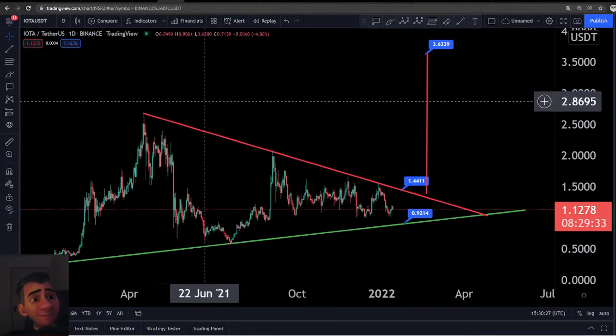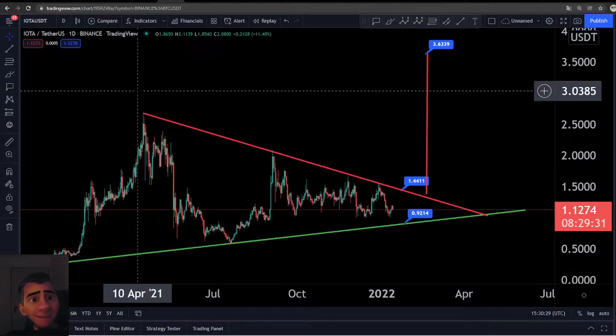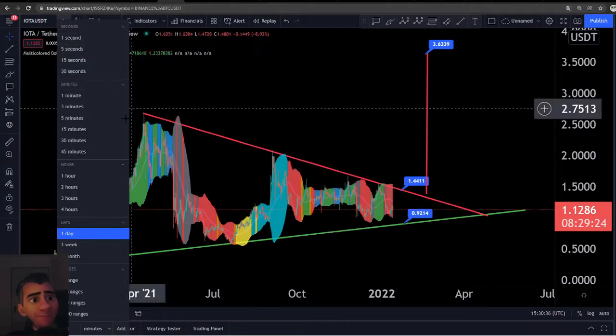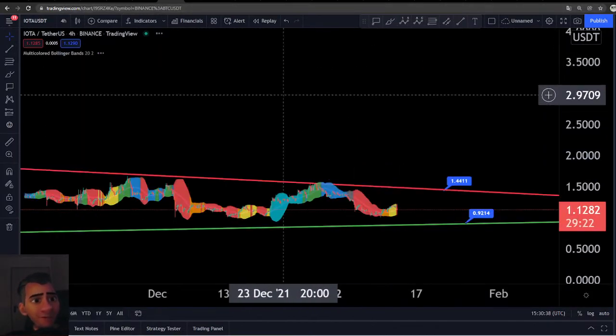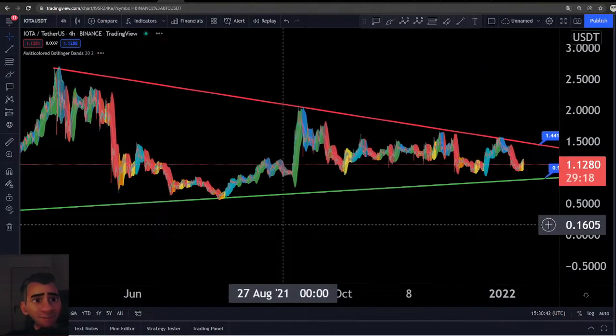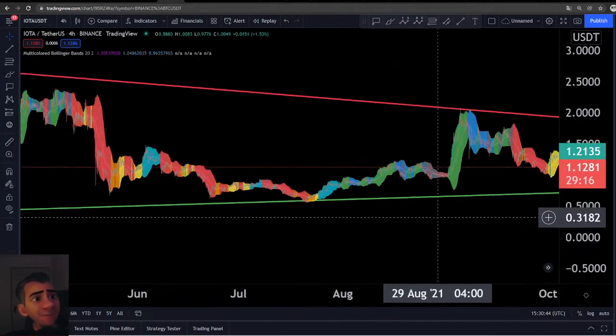Before we start with the detailed TA, let me show you one thing. I have something really interesting for you. That's the multicolor Bollinger Band. I would like to show you this on the 4-hour time frame. What's going on for the moment and what are these colors? What do you mean with this? Guys, let me show you this one here.